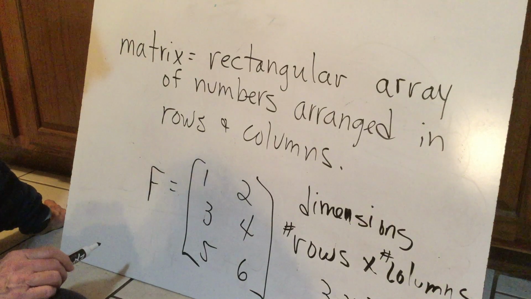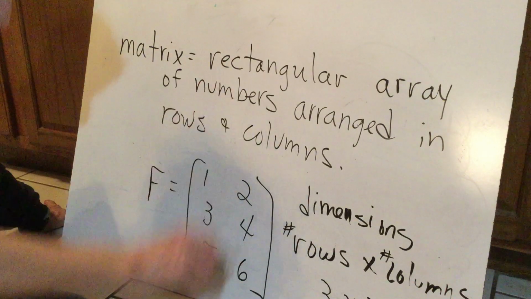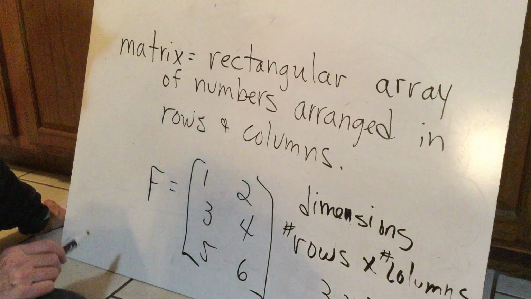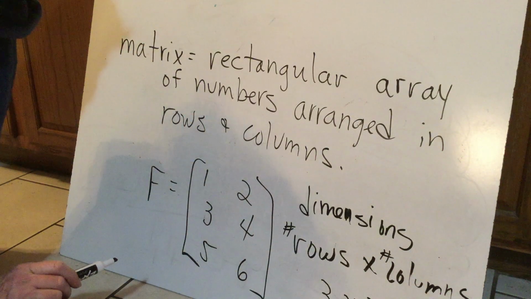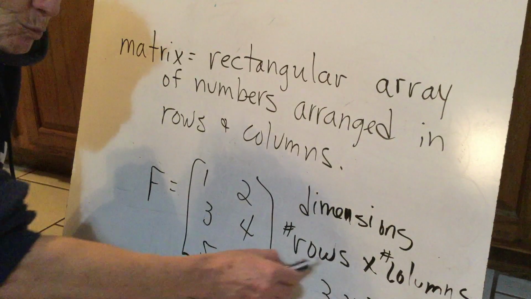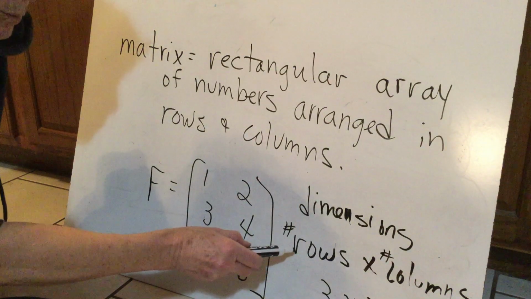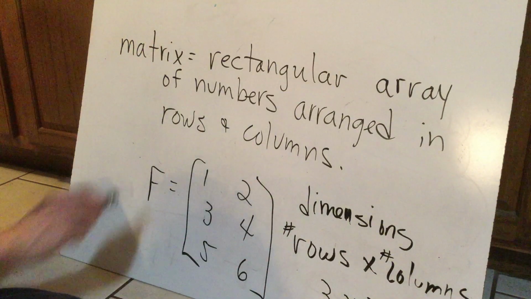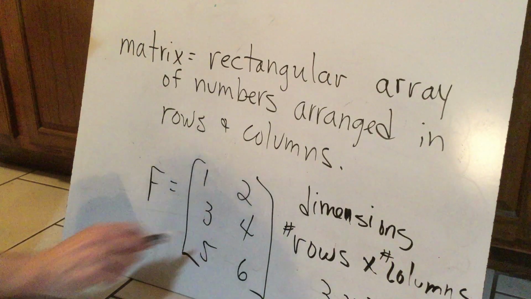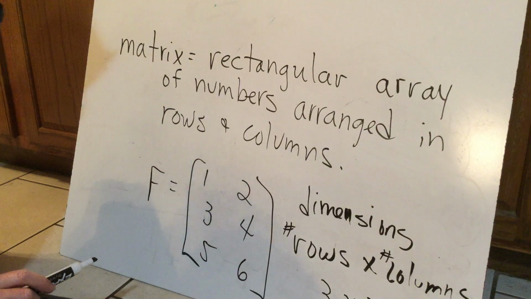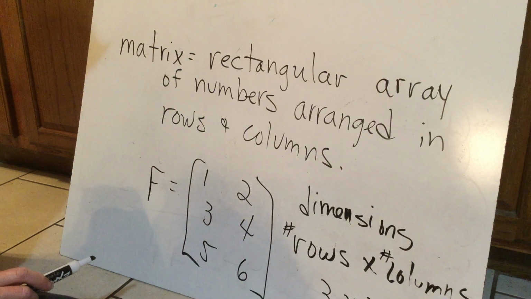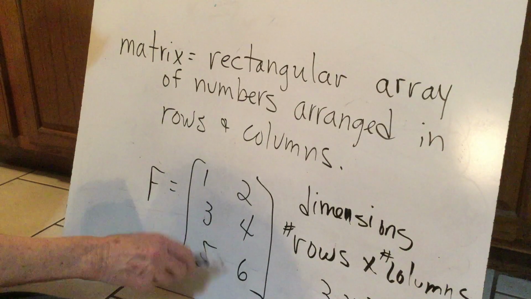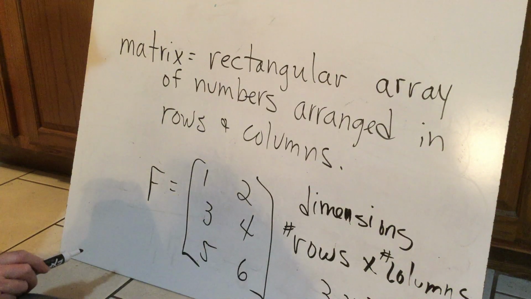Columns are like the columns of the White House. 1, 2. So rows go sideways, columns go up and down. And if you ever forget what order they go in when you do this rows by columns, remember, we're a Roman Catholic school. RC. Rows, columns. That's how we remember the order of the matrix, or the dimensions of the matrix. So this guy is a 3 by 2 matrix.